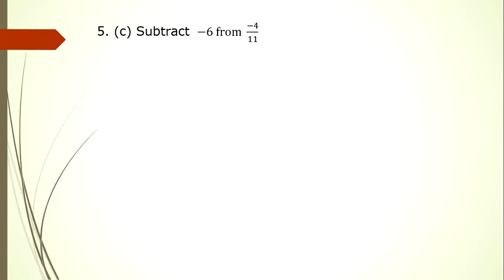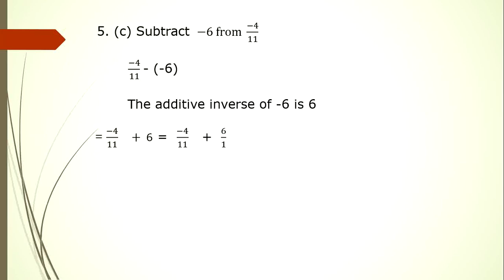Subtract minus 6 from minus 4 by 11. Minus 4 by 11 minus minus 6. The additive inverse of minus 6 is 6. So minus 4 by 11 plus 6 is equal to minus 4 by 11, and 6 can be written as 6 by 1. Now we go for the LCM of 11 and 1, which is nothing but 11.